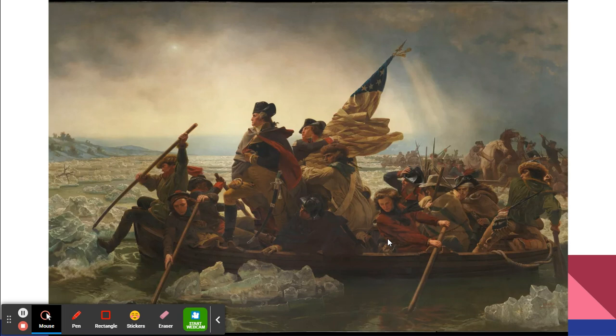And the whole idea of this painting, the whole propaganda that it's trying to portray, is that we're all in the same boat together. So even though these people were not all from the same place, they're all in the same boat. Okay, which is kind of a cool idea.